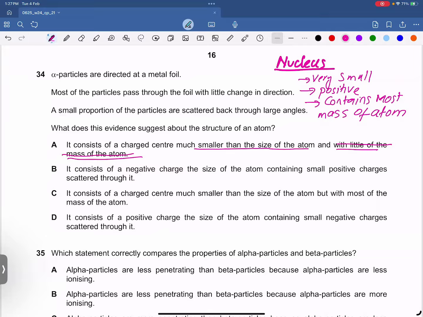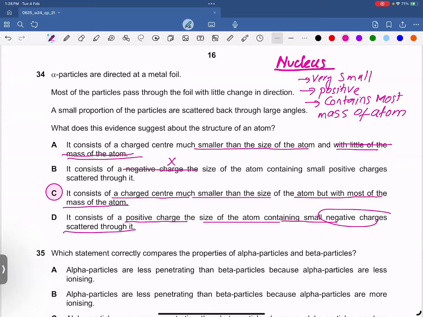B. They say the atom consists of negative charge. No, also wrong. The atom is neutral. It didn't tell you anything about negative. Option C. It consists of a charge center. Yes. Much smaller than the size of the atom. Yes. But contains most of the mass of an atom. Yes. Option C is the right answer. Let's see what's wrong with D. It consists of positive charge, yes, the size of the atom. Okay, negative charges scattered through. It didn't tell you anything about negative charges. So the option is C, my dear students.